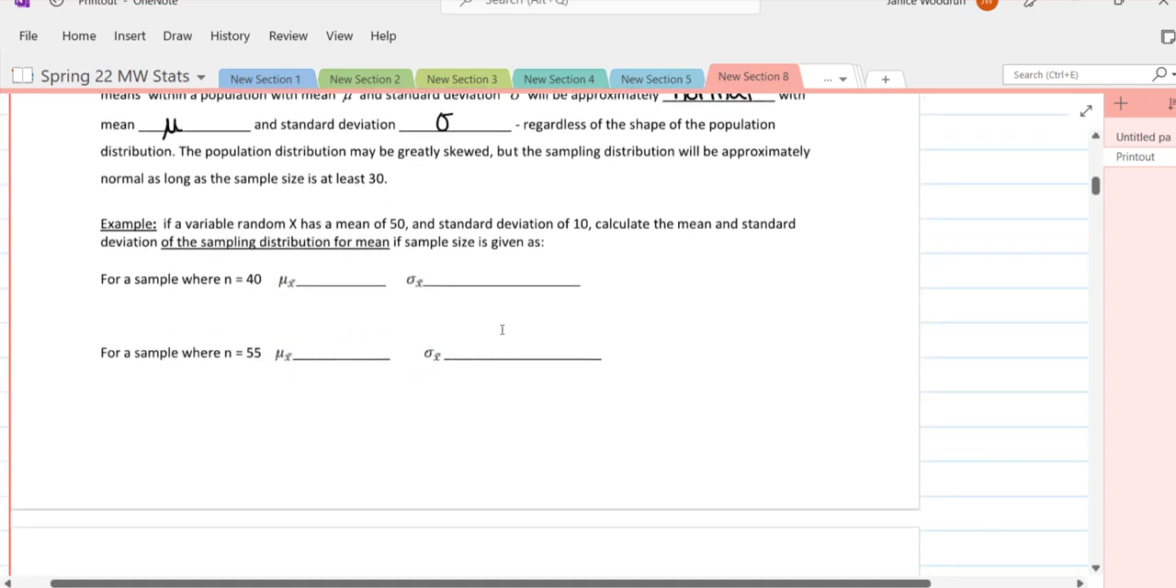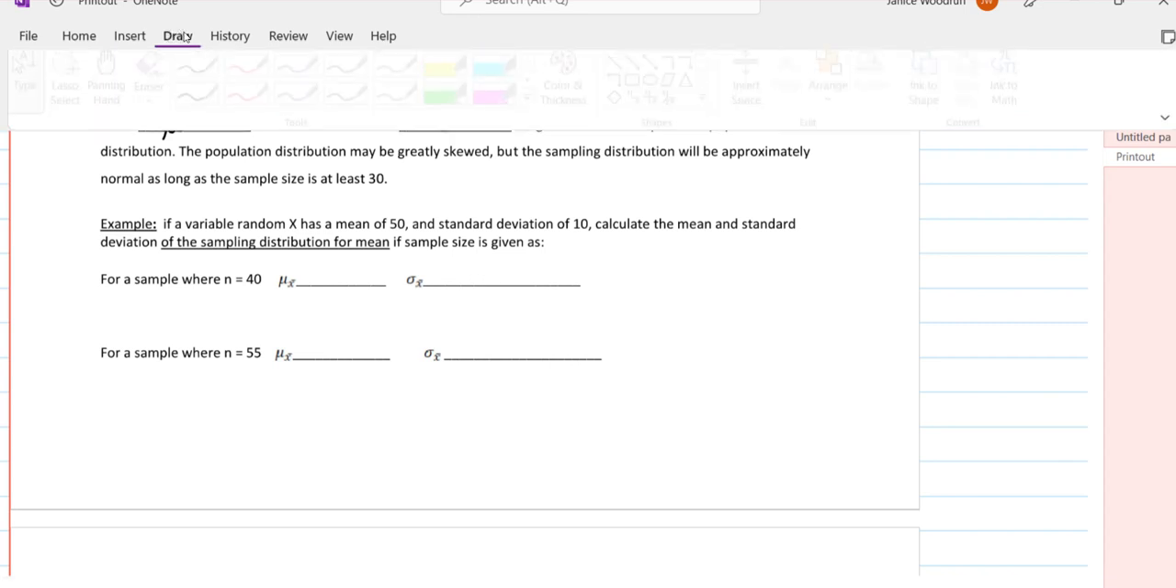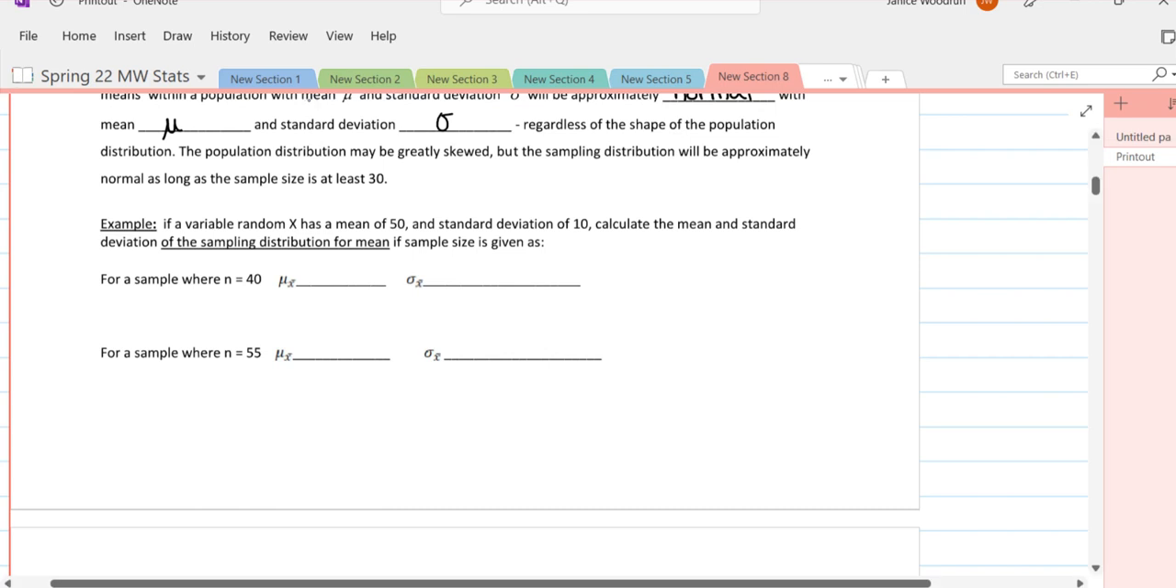So just some examples with these calculations here. So if we have a random variable x that has a mean of 50 and a standard deviation of 10 for the population, calculate the mean and standard deviation of the sampling distribution when we have a given sample size. Okay, so they're going to give you the sample size. Notice in chapter 6, they never gave us a sample size. They just said mean and standard deviation. Okay, so now here they're saying, well, the sample size is 40.